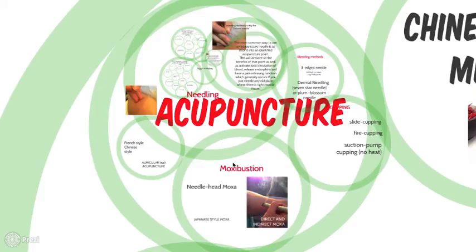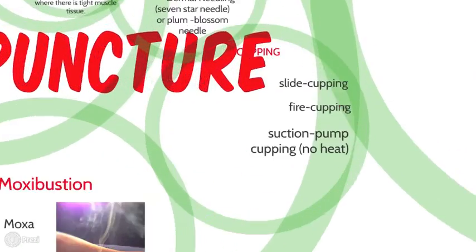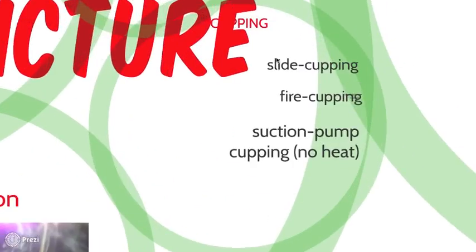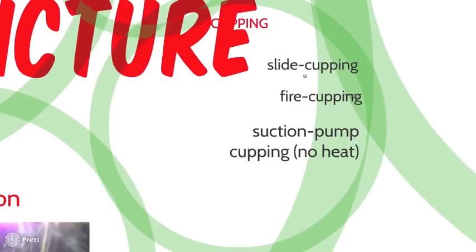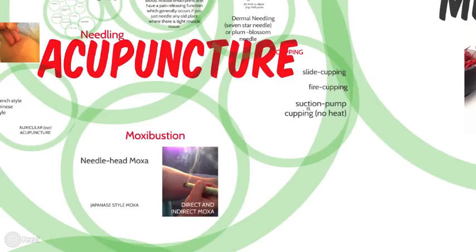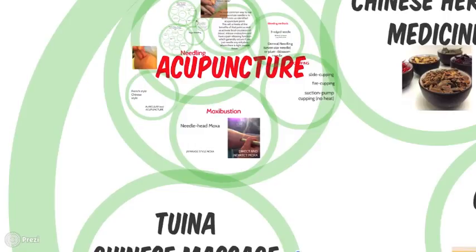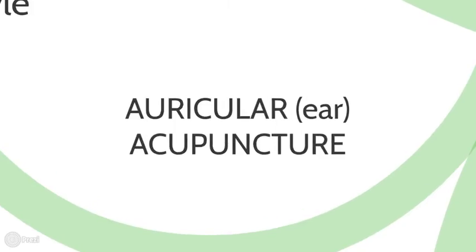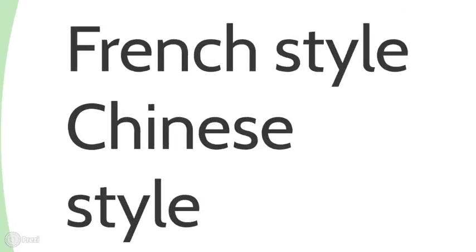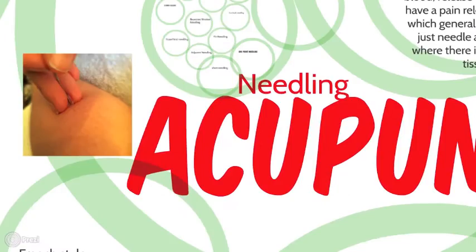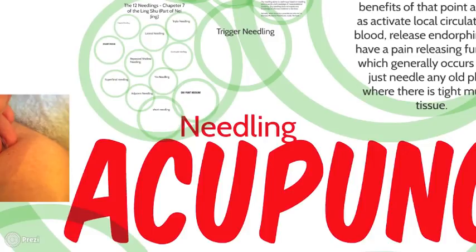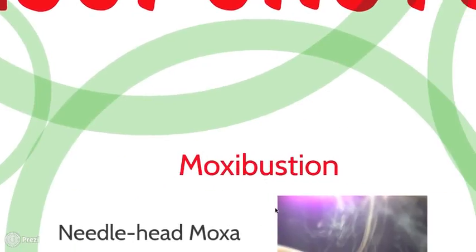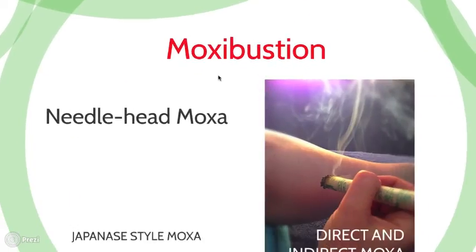If they are an acupuncturist, there are lots of things at their disposal that they can use. Acupuncture includes the knowledge of cupping, so this is things like slide cupping, fire cupping, the suction pump cupping. It also includes the use of auricular acupuncture, so ear acupuncture. That's also the Chinese and the French style of acupuncture. And needling is also one of the things that is included. And moxibustion is another big part of acupuncture.